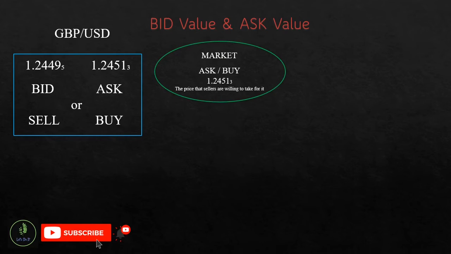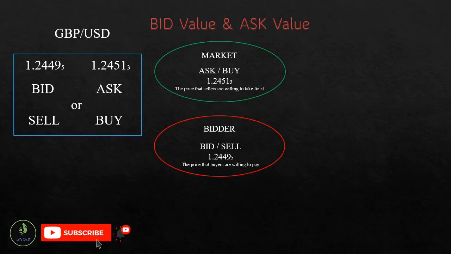Ask or buy price is what the sellers are willing to take for it. Imagine that you are a seller of some kind of product and you always want to sell it at the maximum price to make a profit on it. But the buyers always bargain and want to reduce it. So the bid or sell price is how much buyers are willing to pay for it. So there's always a gap between buy and sell price. We call it a spread.